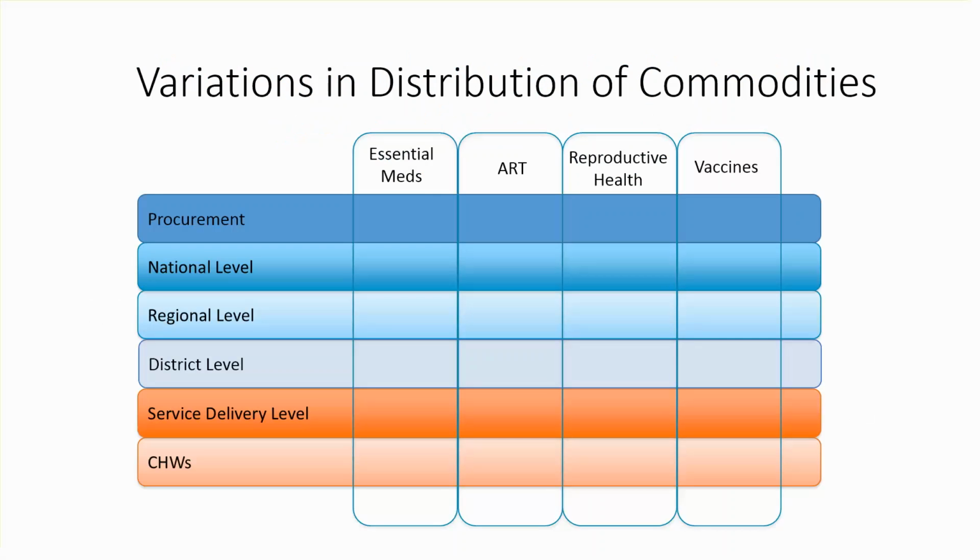OpenLMIS allows you to set up a distribution process in accordance with different kinds of programs. It may be as simple as a two-tier process where you go directly from a national warehouse out to service delivery points. You may rely on intermediate warehouses to distribute commodities to service delivery points. This can vary by program and by type of facility or personnel that are being supported. There can be multiple parallel processes going on, and these can be customized on a per program basis.